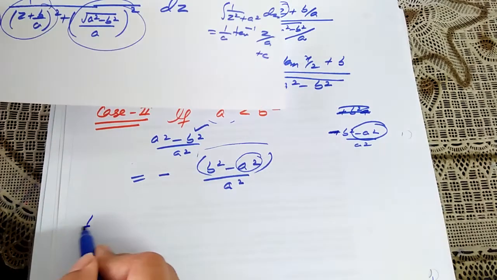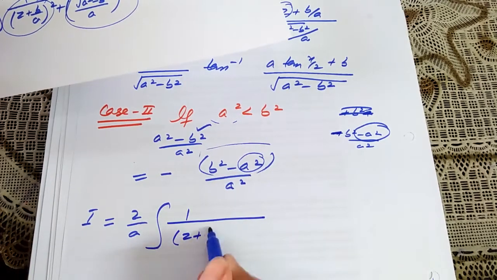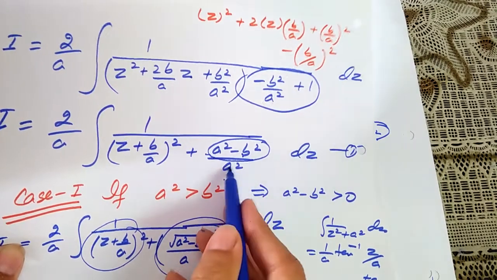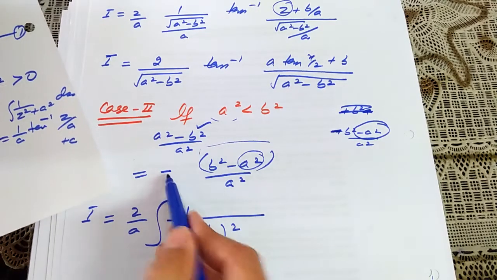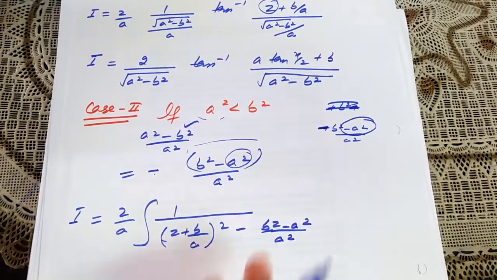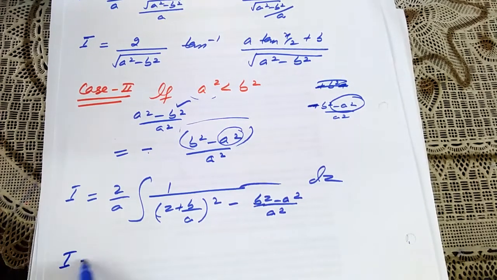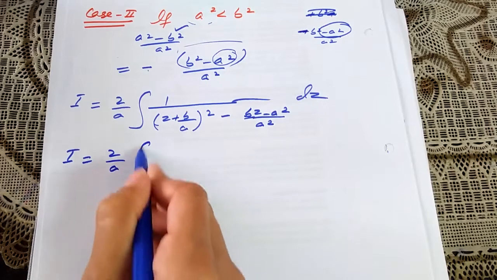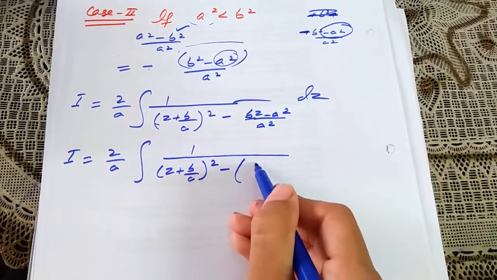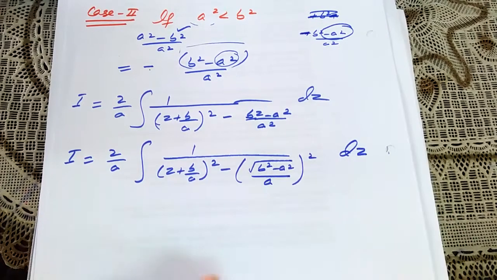So our integral now becomes 2 over a, integral of 1 over (z plus b over a) whole square. Now here in the start was plus a square minus b square over a square. Now change it to minus b square minus a square over a square. Now I can just write it in the square root. It will become I is equal to 2 over a integral of 1 over (z plus b over a) whole square minus under root b square minus a square over a, whole square, dz.